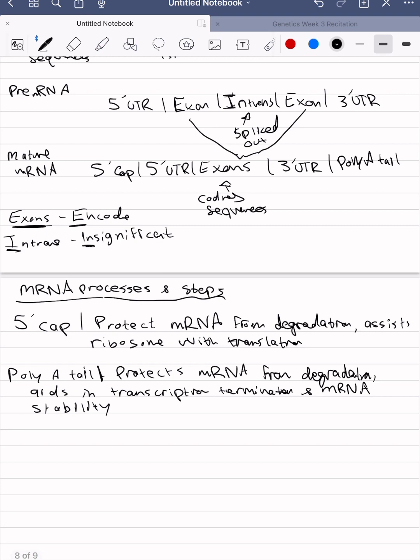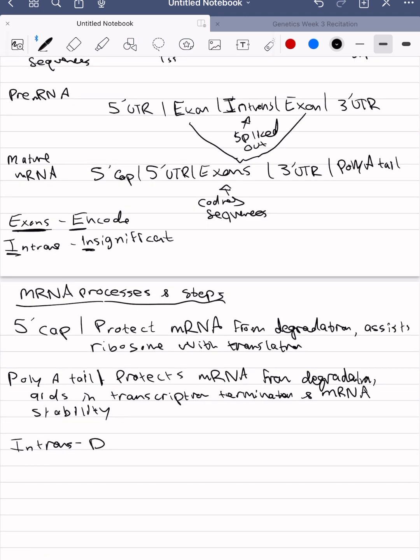And we also have introns. Introns do not carry information to produce the desired protein. They have what we could refer to as junk information, and so they're spliced out and removed.